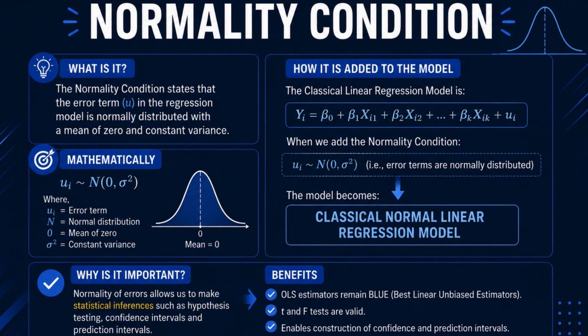We may also want to construct confidence intervals or prediction intervals. The normality assumption helps us derive the exact sampling distributions required for these procedures under the classical model. That is why normality is an important additional assumption.